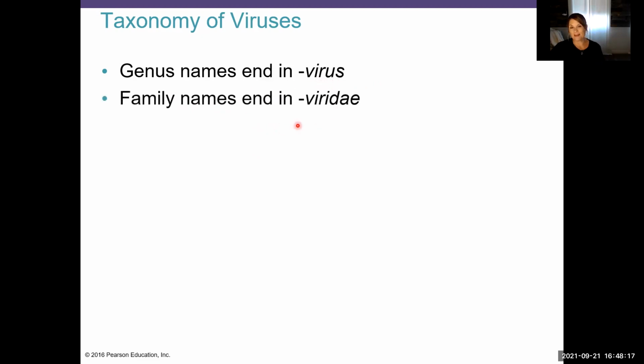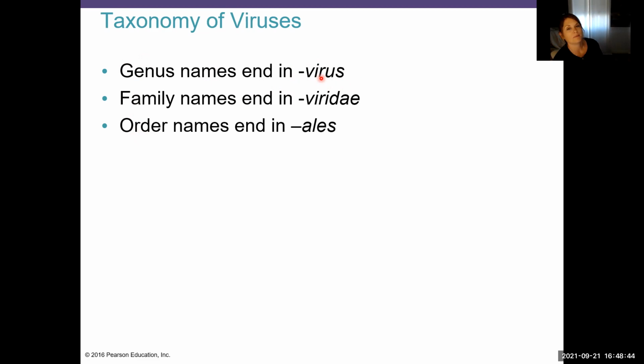The family name ends in Viroidae. Okay, so Viroidae. I'll show you some examples. And then if there's an order, it ends in ALES. Remember we talked about order, family, genus, species. But typically when we talk about viruses, you guys, we only really talk about whatever it is virus, like coronavirus or influenza virus or Ebola virus, right? And so we really don't use the fancy names very often when we talk about viruses. Okay, it's just not convention.